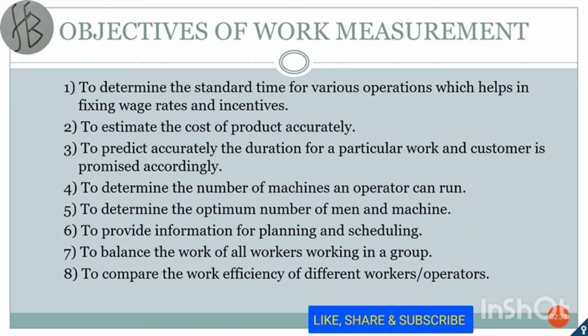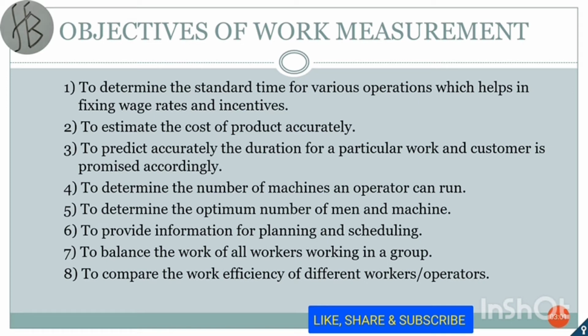So, next is objectives of work measurement. It includes determination of the standard time for doing any job. It helps in fixing the wage rate and the incentives. It also helps in estimating the cost of the product accurately. It helps in predicting accurately the duration of particular work and the customers are promised accordingly.